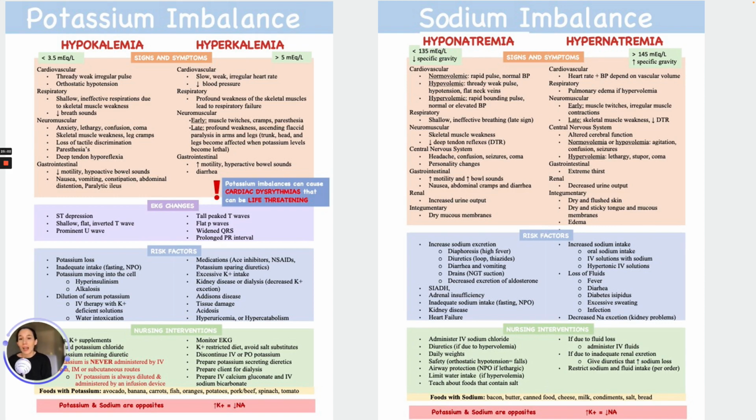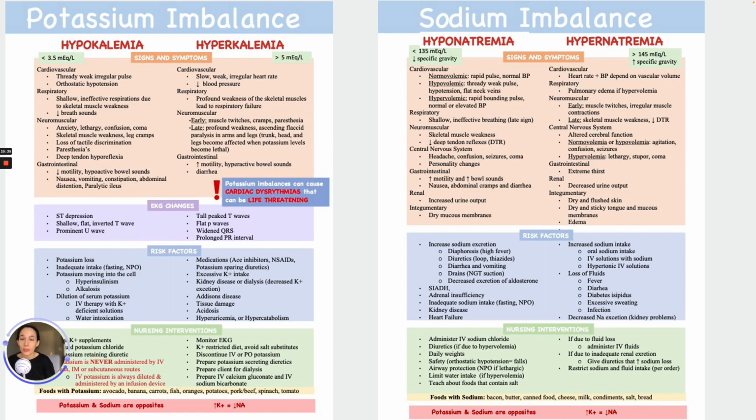Then there is hypernatremia, so anything greater than 145, and they usually have increased specific gravity. Cardiovascularly, heart rate and blood pressure will depend on vascular volumes. Respiratory, pulmonary edema if they have hypervolemia. Neuromuscularly, early we'll see muscle twitching and irregular muscle contractions. Late we'll see muscle weakness and decreased deep tendon reflexes.